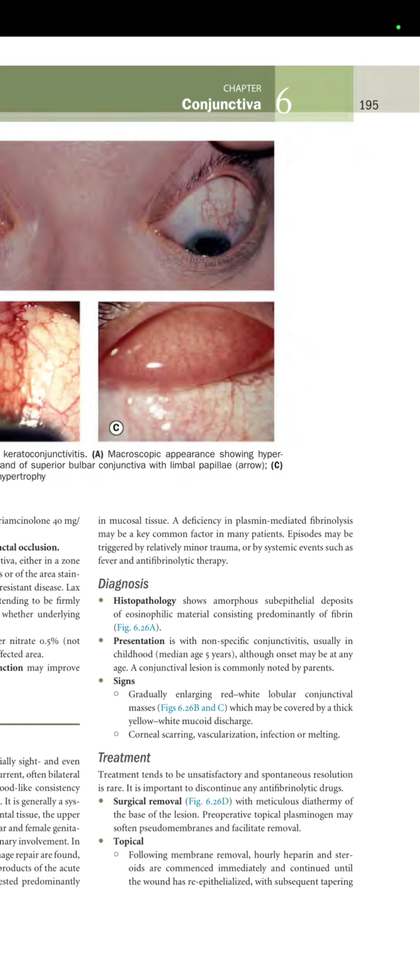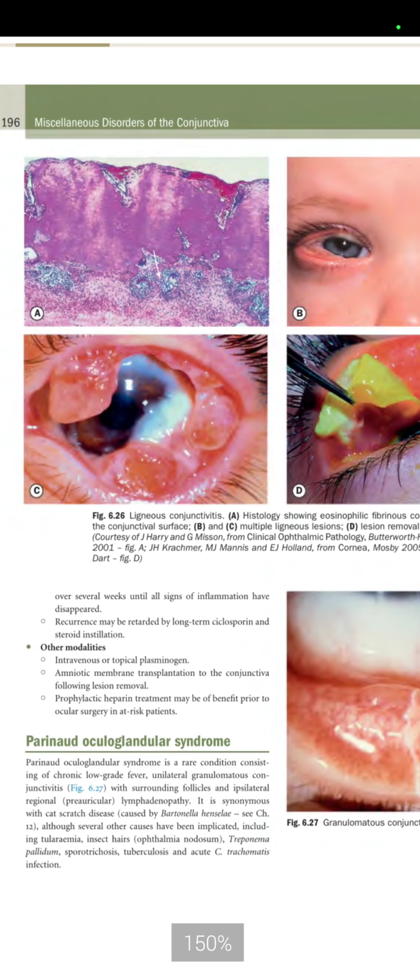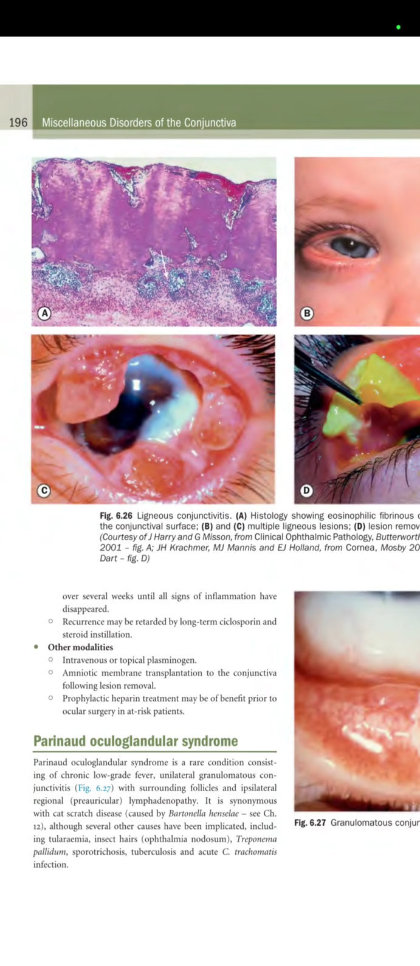Following membrane removal, topical heparin and steroids are commonly commenced immediately and continued until the wound has reepithelialized, with subsequent tapering over several weeks until all the signs of inflammation have disappeared. Recurrence may be retarded by long-term cyclosporin and steroid instillation. Other modalities: intravenous or topical plasminogen can be used. Amniotic membrane transplantation to the conjunctiva following lesion removal.